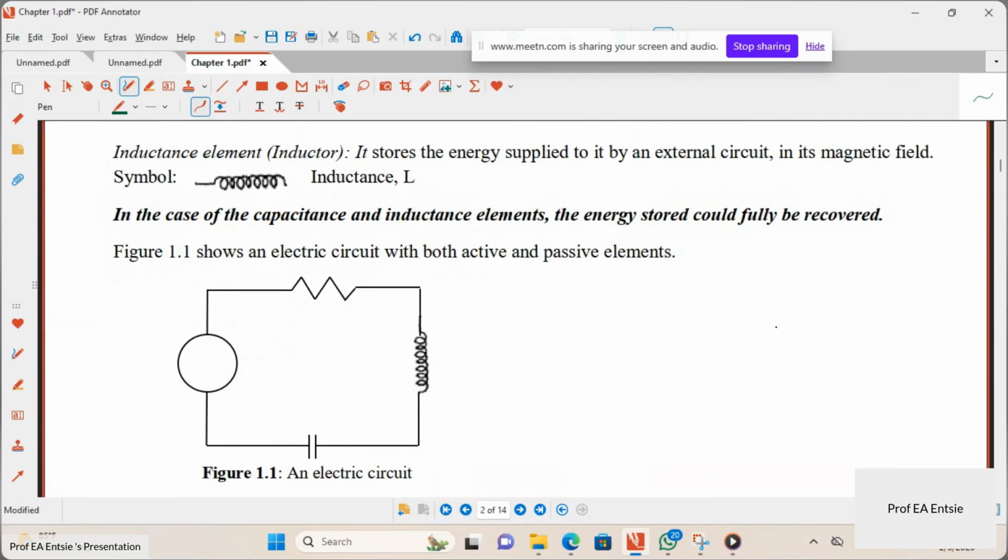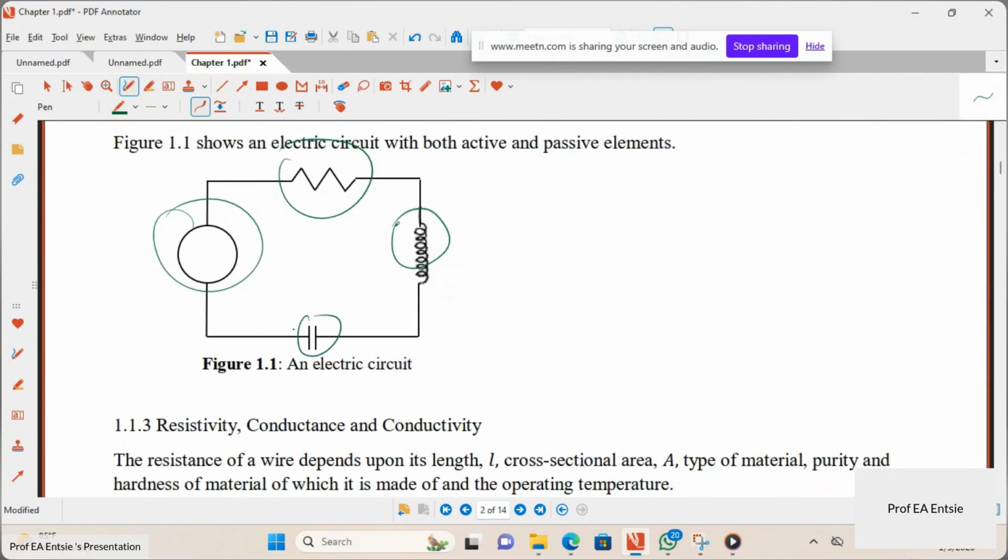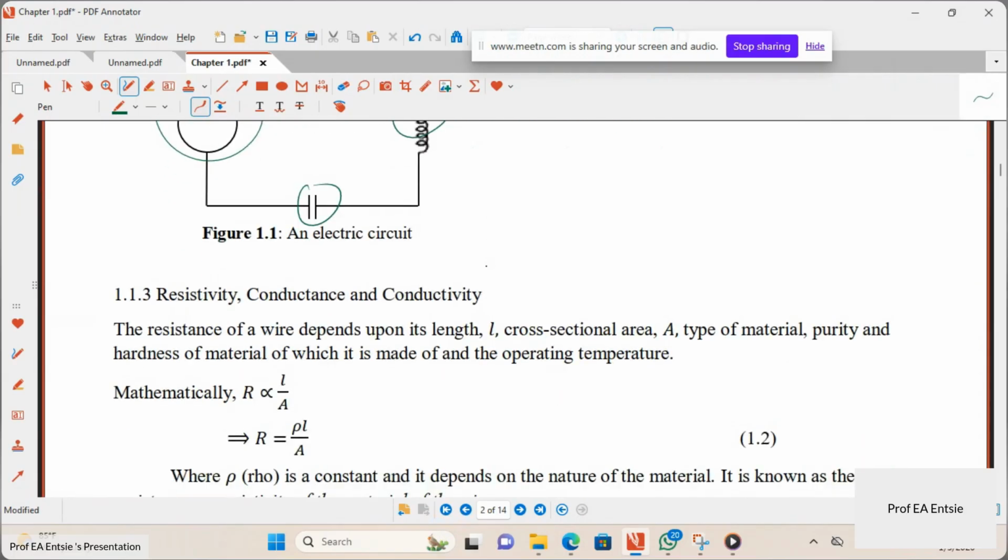So this is a circuit showing an inductor, which is a passive element, a resistor, which is a passive element, and a voltage source, which is an active element. Then battery two, which is an active element. So this circuit contains both passive and active elements.